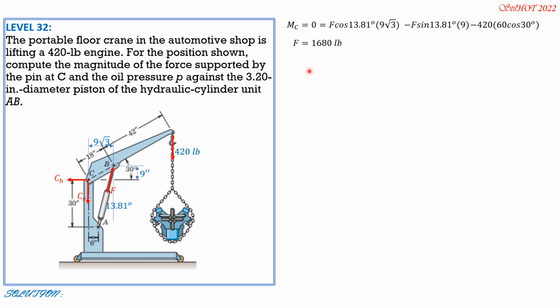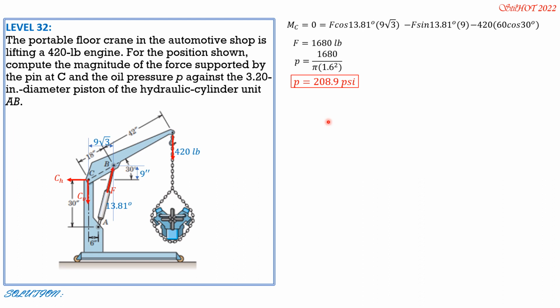And the pressure in the cylinder is force over area, so 1680 pounds divided by pi times radius squared. Half of 3.2 is 1.6. So 1680 over pi times 1.6 inches quantity squared. So that would be in pounds per square inch, or PSI: 208.9 PSI.